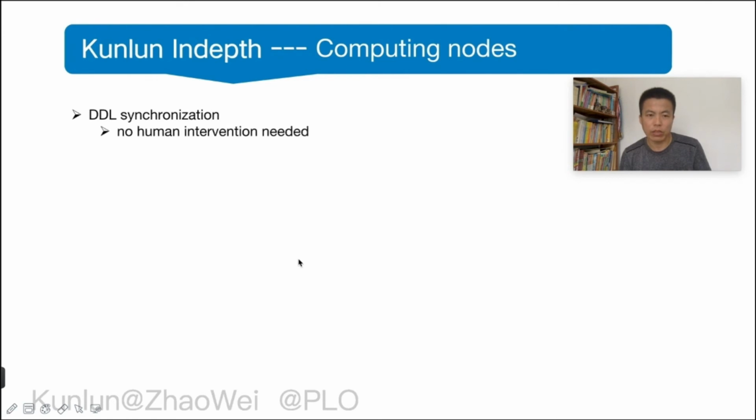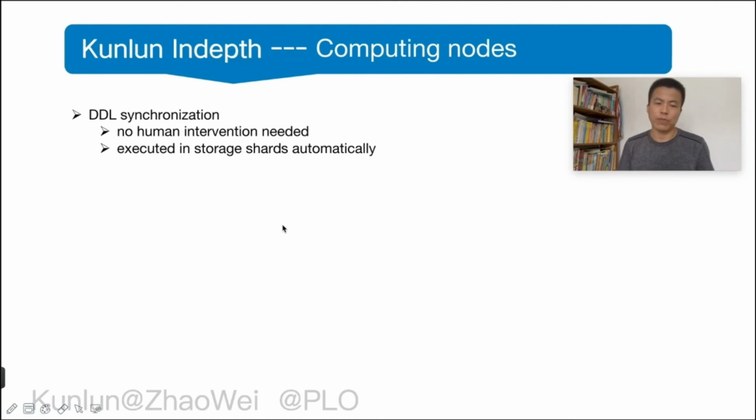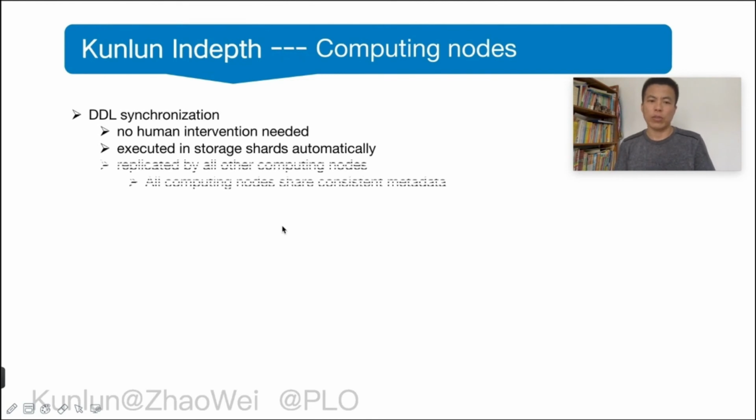Next, let's see the DDL synchronization. We have seen the example in earlier pages. The key is that this feature doesn't require human intervention, so DBAs don't have to do anything to make this work correctly. And the DDLs are executed in storage shards automatically too, and replicated by all other computing nodes, so that all computing nodes always share the consistent metadata.